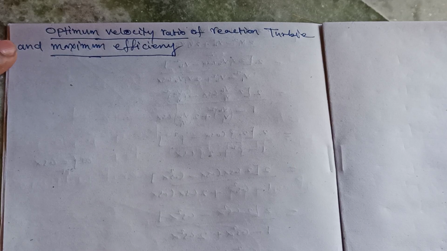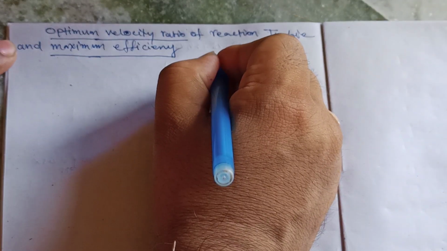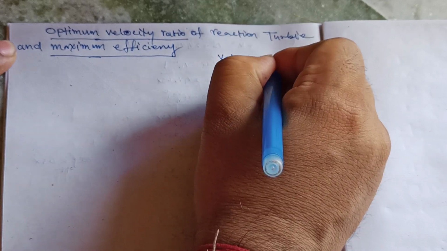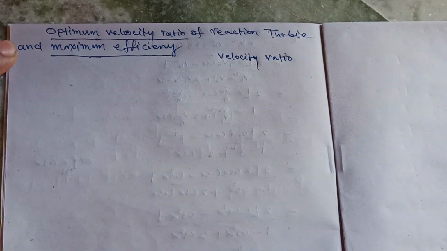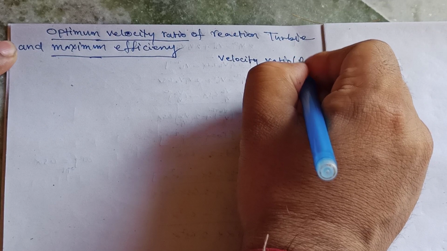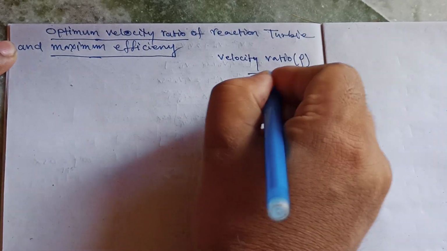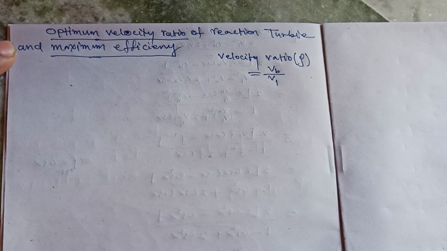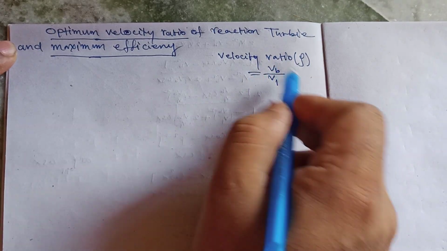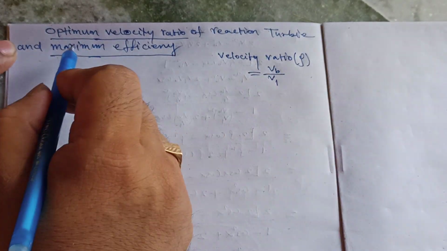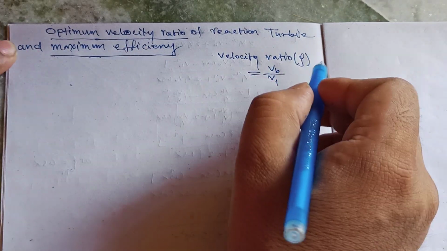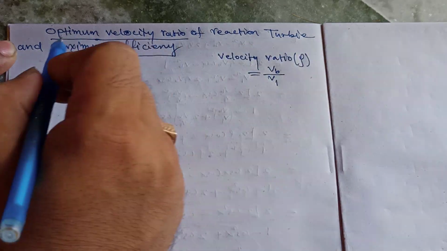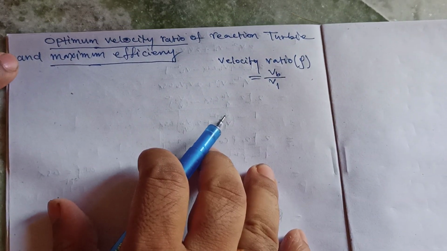Now, what is velocity ratio first? What is velocity ratio? It is denoted by rho equals to Vb by V1. We have to optimize this value to produce the maximum efficiency. Okay, we have to find the optimum value of rho to produce the maximum efficiency. Let's start.